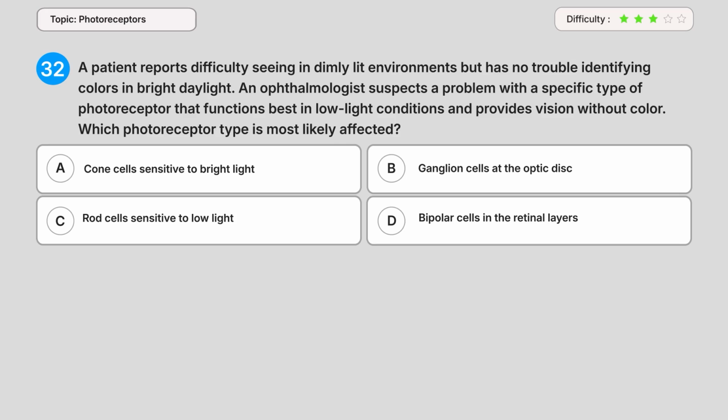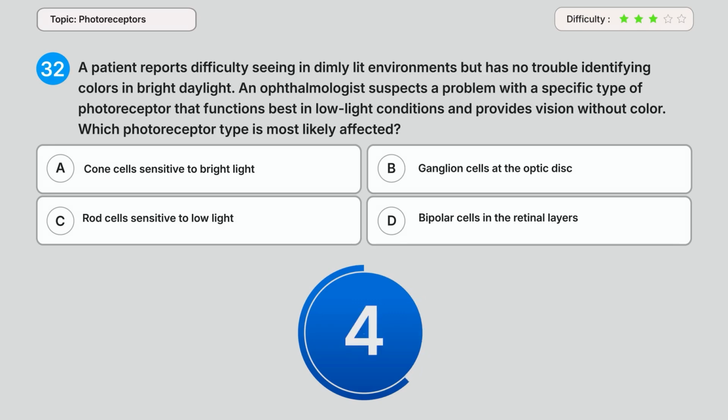A. Cone cells sensitive to bright light. B. Ganglion cells at the optic disc. C. Rod cells sensitive to low light. D. Bipolar cells in the retinal layers. What do you think is the answer?